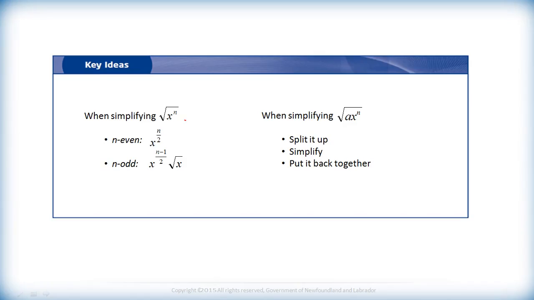Okay, so when we're simplifying square root of x to the power of n, all we have to do is divide that exponent by 2, and we're in business. But when the exponent is an odd number, we have to tack that extra root x on after we subtract 1 and then divide by 2. Split it up, simplify, and put it back together if you've got that extra coefficient.